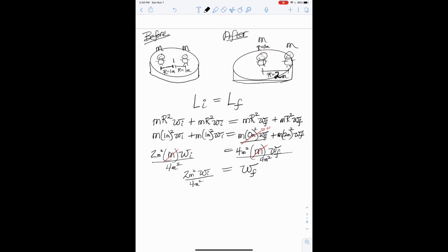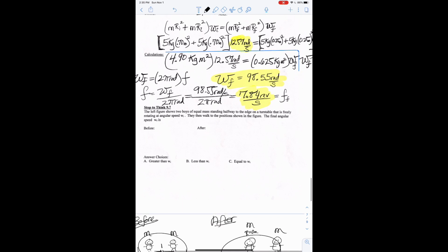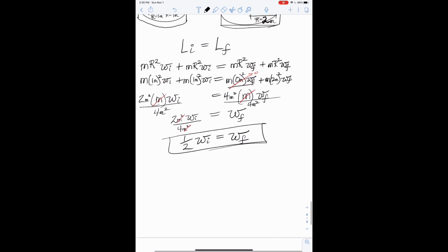So what's 2 meters squared divided by 4 meters squared? Just 1/2, right? The meters squared are both going to go away, and 2 divided by 4 is a half. So we're saying that 1/2 times omega i is equal to omega f. Boom. So the correct answer is that the final angular velocity is going to be half the initial angular velocity. So the correct answer would be B, right? Less than. It's actually going to be half of what it was initially.